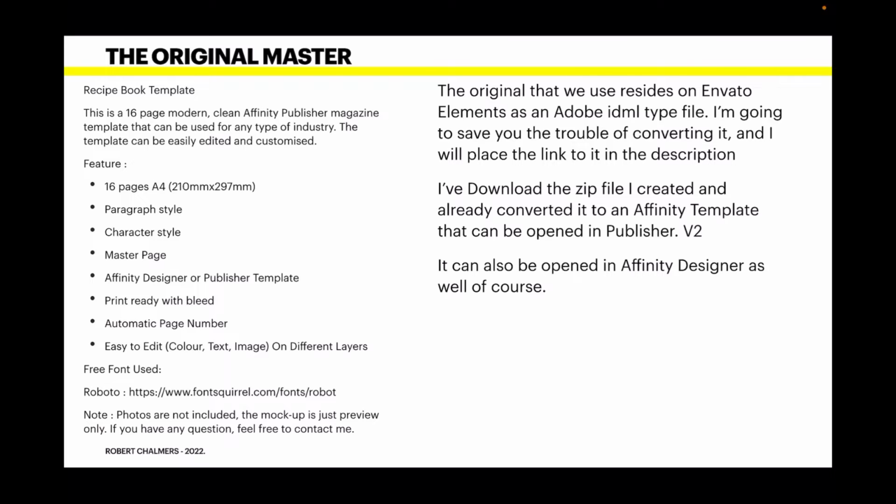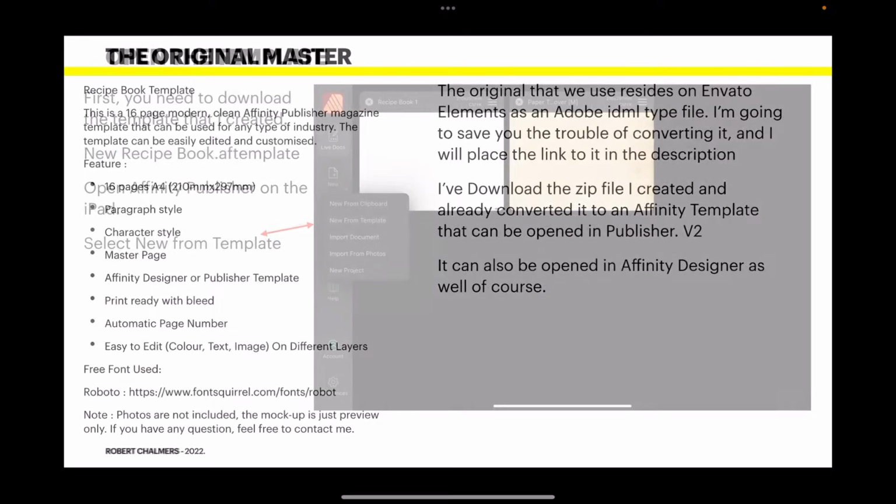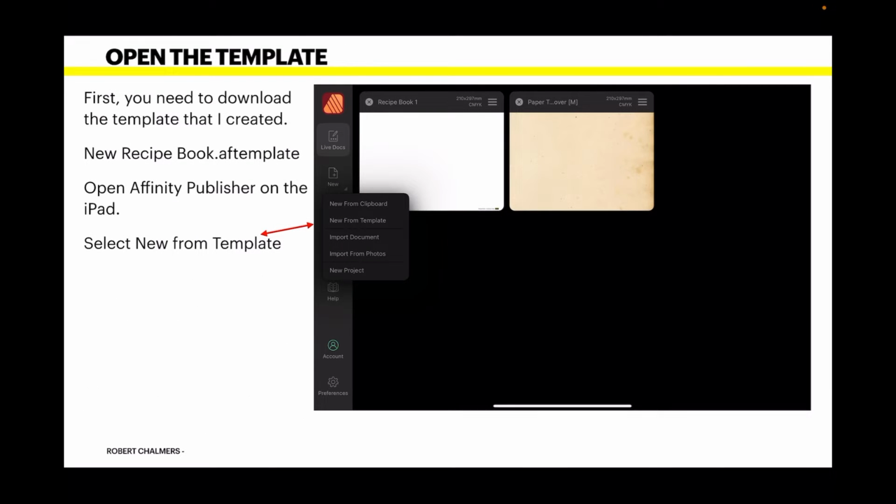The original that we use resides on Envato Elements as an Adobe IDML type file. I'm going to save you the trouble of converting it, and I'll place the link to it in the description. It's on my website. I've got a web page, of course, you may well know that by now, and a download section, and you'll find it there. I've downloaded the zip file I created and already converted it to an Affinity template that you can use and open in Publisher version 2. It can also be opened in Affinity Designer, if you like. Bit more difficult that way, but it can be done.